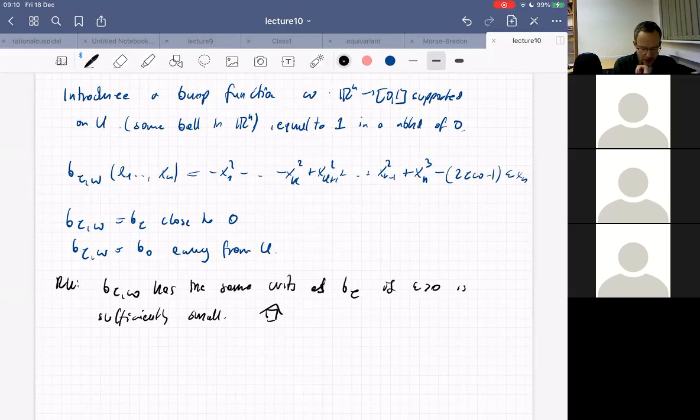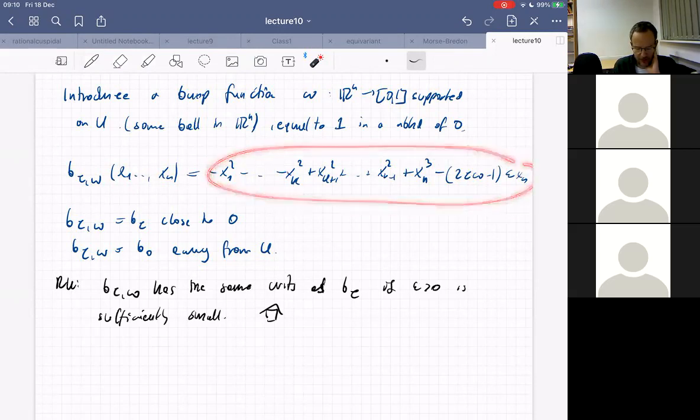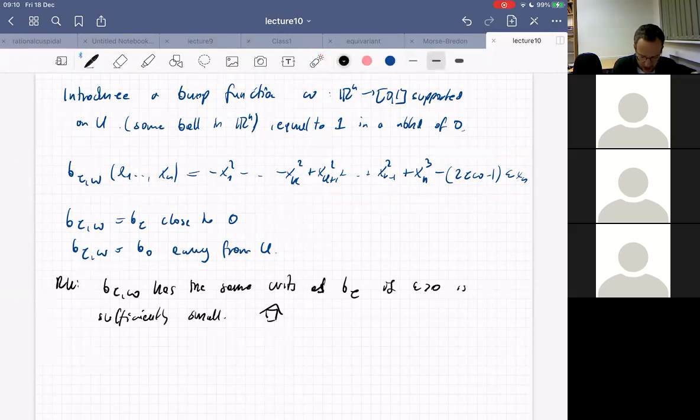And this is like something that you would like to check, or probably don't want to check, what can go wrong here is that, well, if omega is equal to 1, then of course the critical points are the same. If omega is equal to 0, then there are no critical points.